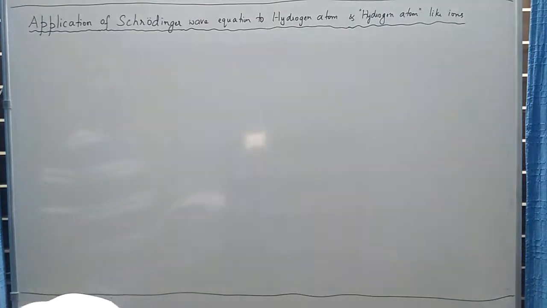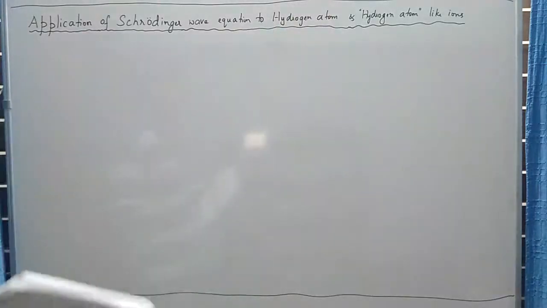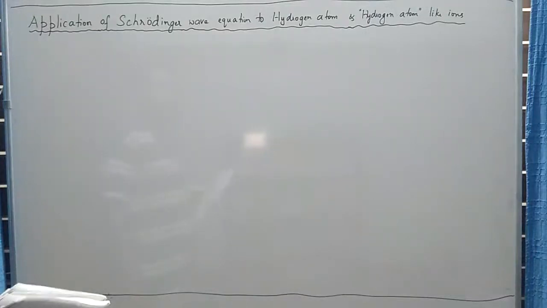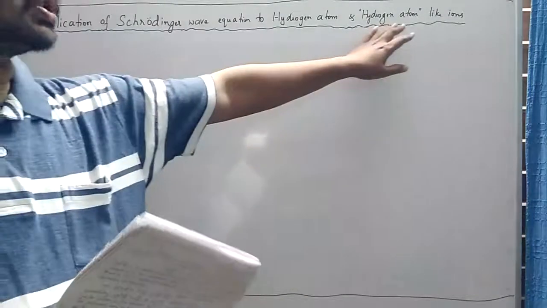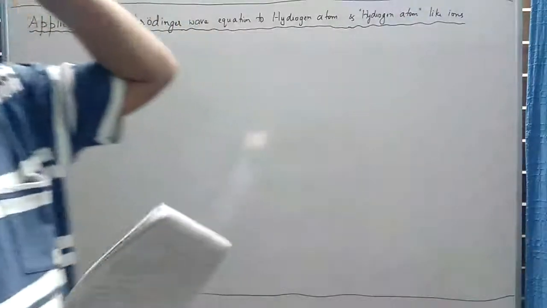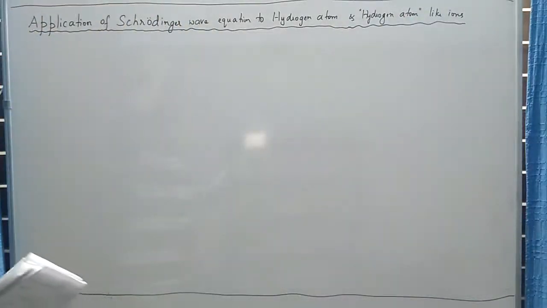So today we will discuss the application of the Schrodinger wave equation to the simplest element or atom known in the periodic table, that is the hydrogen atom. And the discussion that we will do today is also applicable to hydrogen-like ions, or hydrogen atom-like ions. These are the ions that contain a single electron like hydrogen. As I already told, the hydrogen atom is the simplest atom that we can have in the periodic table, consisting of one electron revolving around the nucleus, which is nothing but a proton.